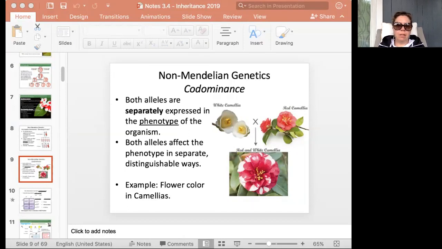If you look at the flower below, in the example, you can see that, one moment, nope, that didn't work. Anyway, you can see in the picture that there is a red and white flower. So instead of being pink, we have red and white, which is our example for flower colors where we can see both alleles are expressed. Okay, let's go to the next one.